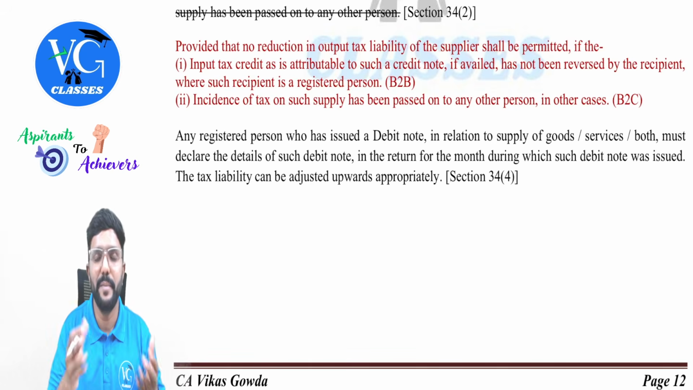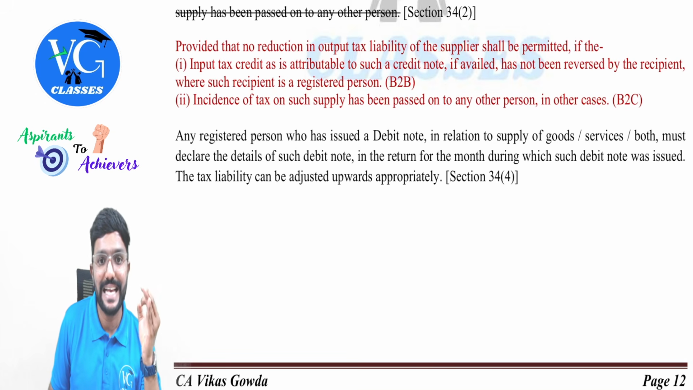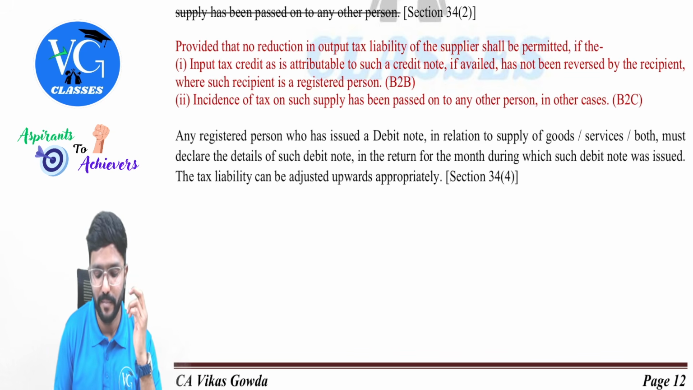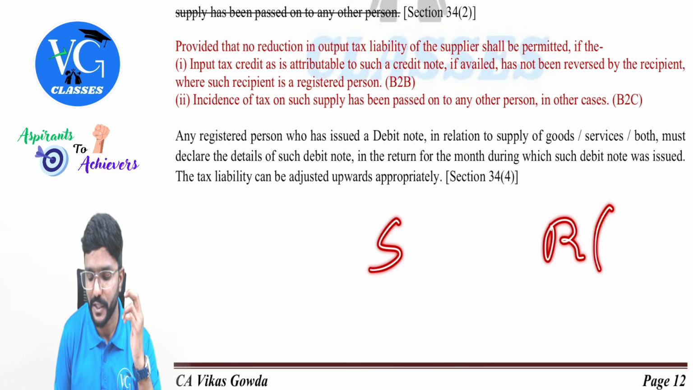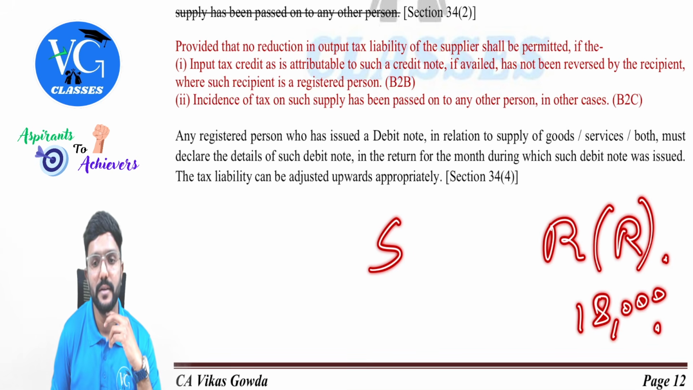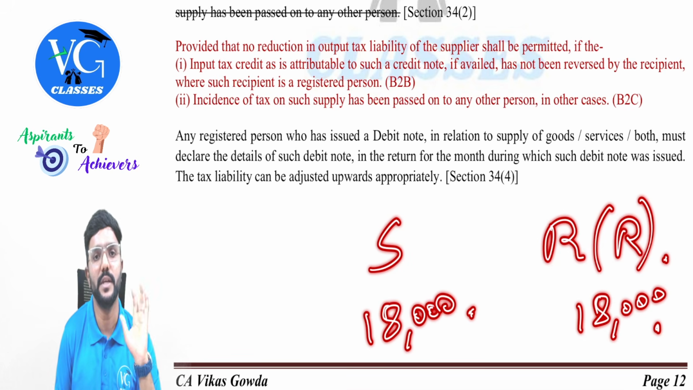So no reduction will be permitted. No reduction shall be permitted if the input tax credit attributable to such credit note, if availed, has not been reversed by the recipient, where such recipient is a registered person. So if it is a B2B supply, the supplier is registered, the recipient is registered. In that case, if the recipient has claimed full 18,000 credit, then can the supplier reduce his tax liability? No. In that case, the tax liability of the supplier would be 18,000. Even though he has issued the credit note, still his output tax liability would be 18,000.